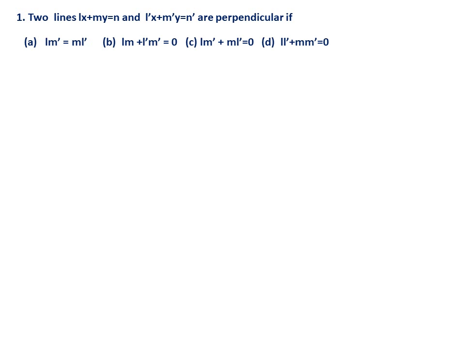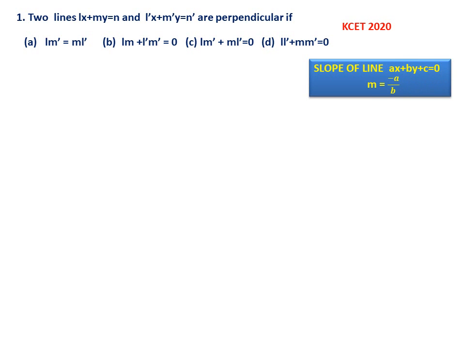So the first one is: two lines Lx plus My equal to N and L'x plus M'y equal to N' are perpendicular if Lm' equal to Ml', or Lm plus L'M' equal to 0, Lm' plus Ml' equal to 0, LL' plus MM' equal to 0. So this question has appeared in 2020.